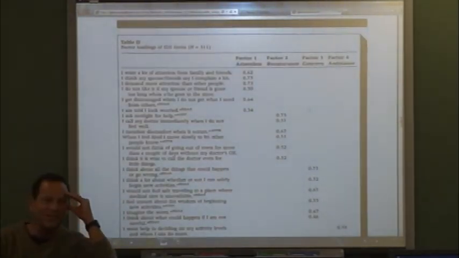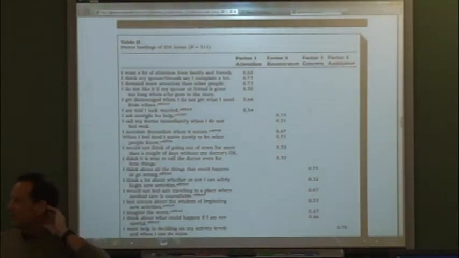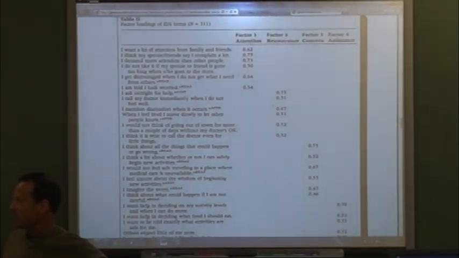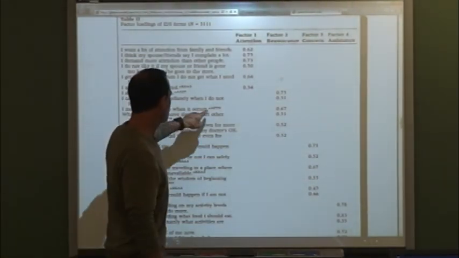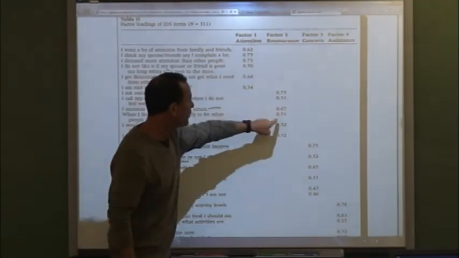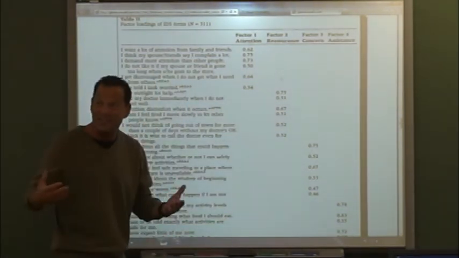So you guys, do things always work out the way you think they do with instrument development? No. Attention. I want attention from my family and friends. I think my spouse, friends say I complain a lot, etc. So here's the factor loadings. Reassurance. I ask outright for help. When I feel tired, I move slowly. Oops, guess what? Some of these items that we thought were attention actually loaded better on reassurance. And this is kind of what happens.